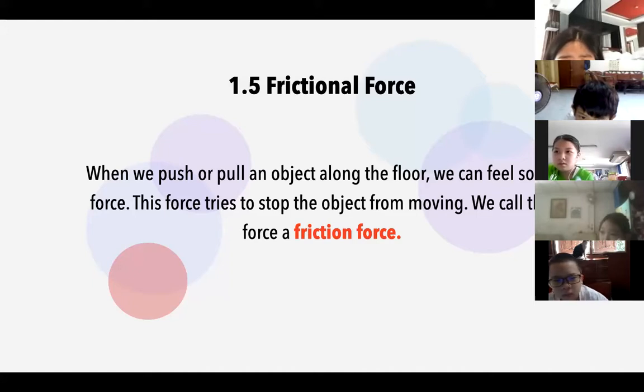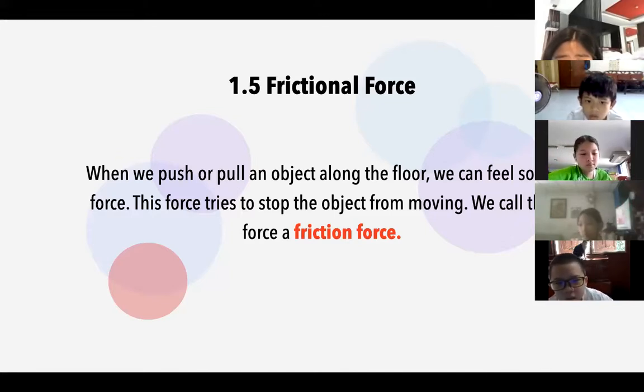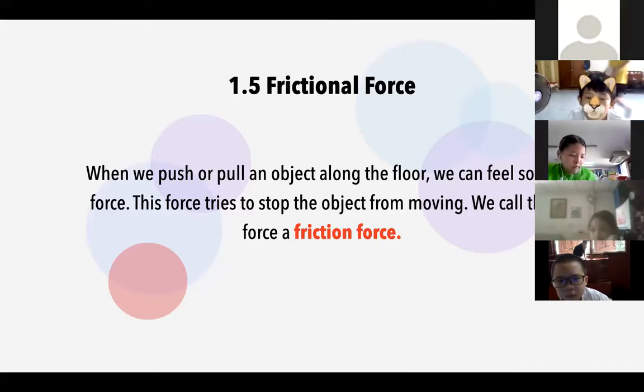Okay, thank you. Now for friction force, these are the ones that stop an object from moving. For example, when you push a table, under the table there's the friction force. The friction force under the table is the opposite. When you push the table forward, the friction force is going backwards. Okay, we will discuss it more later on. I have examples here.